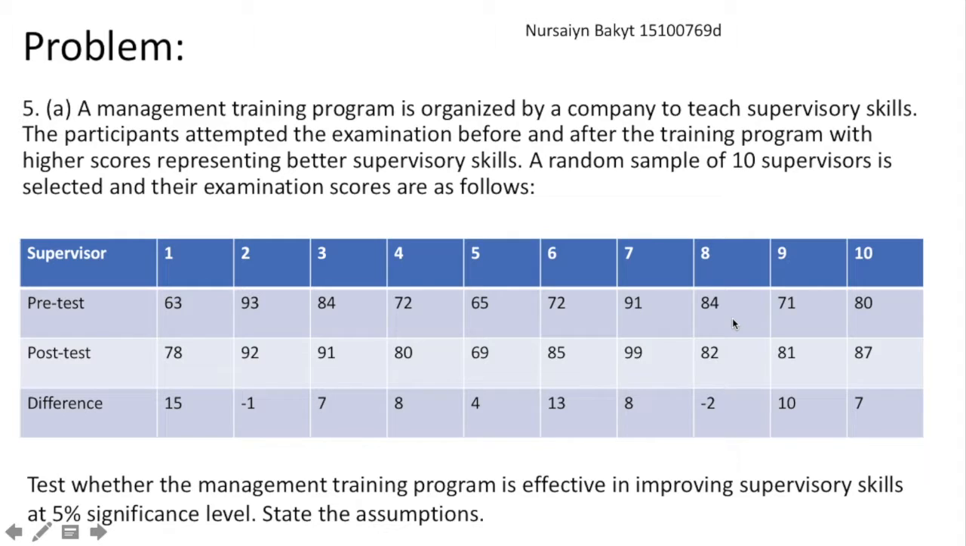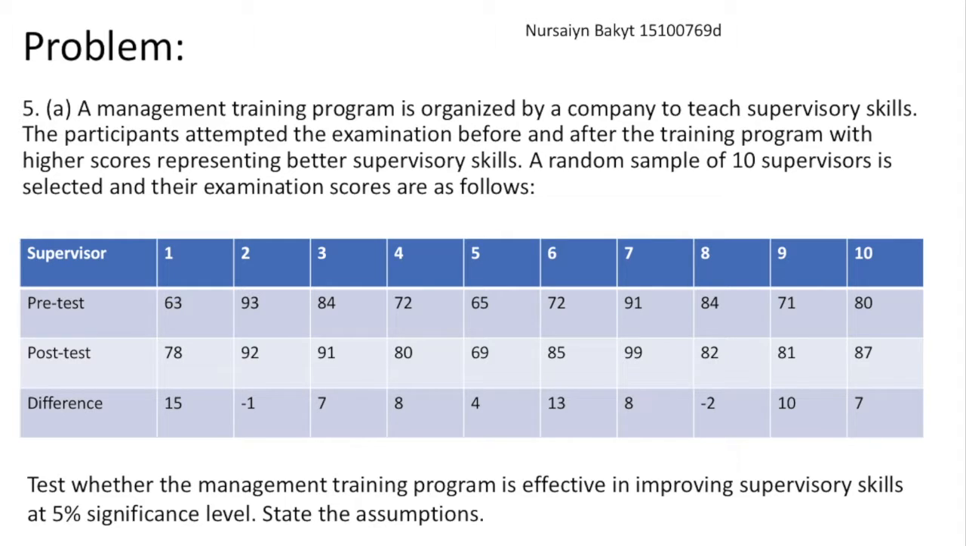Mock Paper 5, Question A. A management training program is organized by a company to teach supervisory skills. The participants attempted the examination before and after the training program, with higher scores representing better supervisory skills. A random sample of 10 supervisors is selected, and their examination scores are as follows.